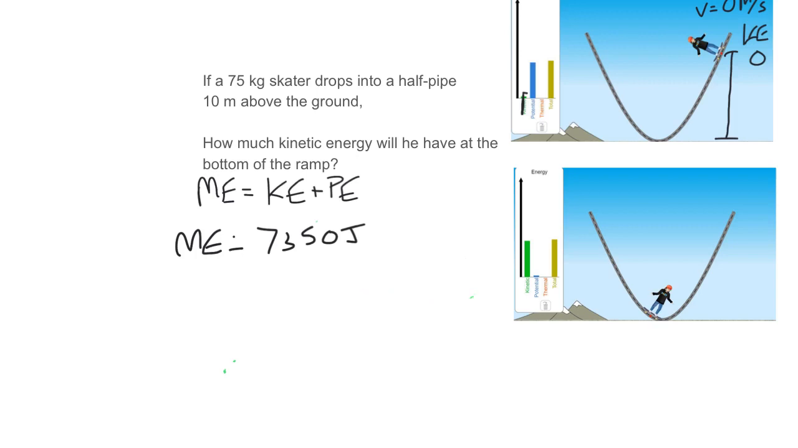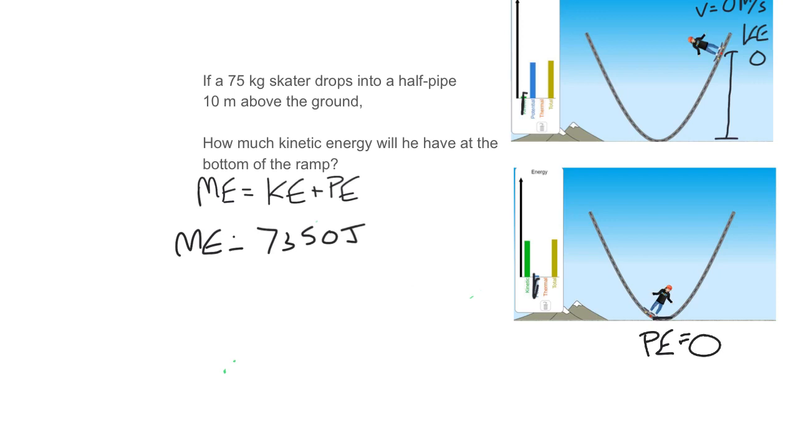And so now when he's at the bottom here, we're going to try to figure out how much kinetic energy he will have when he's at the bottom. And now I know that when he's at the very, very bottom here, my potential energy equals 0 because he doesn't have any height. Now there's a little bit of potential energy. We're going to ignore that right here. He's at the very bottom of his path.